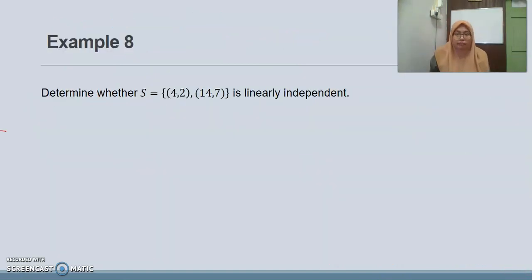For this example, please try this on your own, and you can check your answer with me.